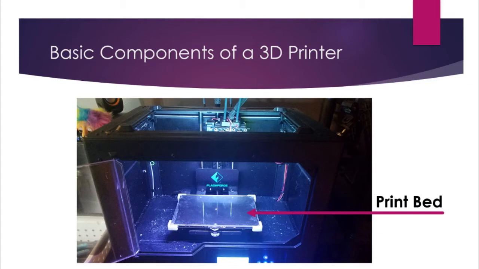With ABS, you do get a lot of warping, and sometimes it's really hard to dial it in just right, even with a glass bed. So I just found that PLA is quite a bit easier to print with. But if I want to print some objects that need to be outside, then of course ABS is the way to go. And there are times when I do that.